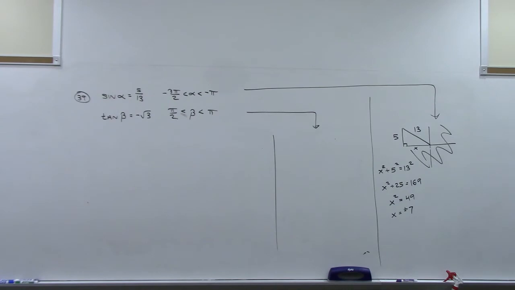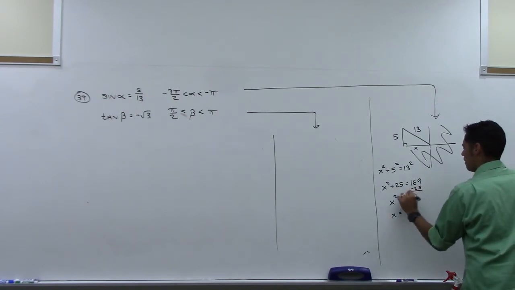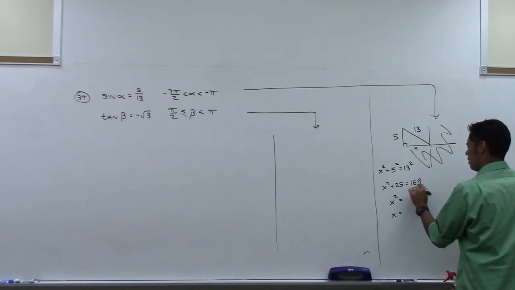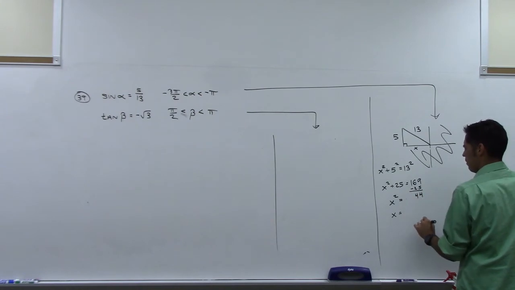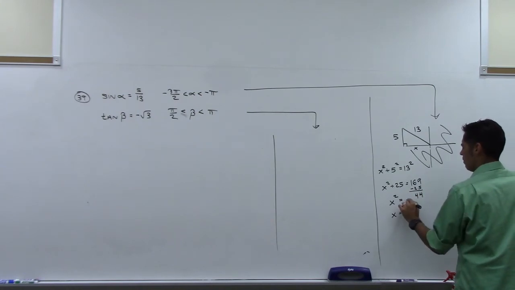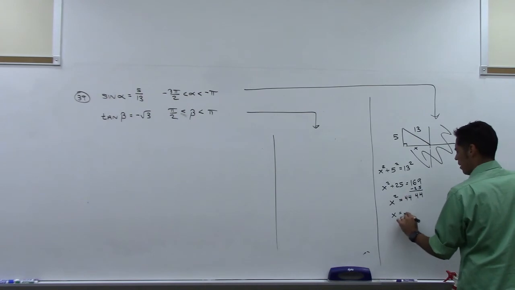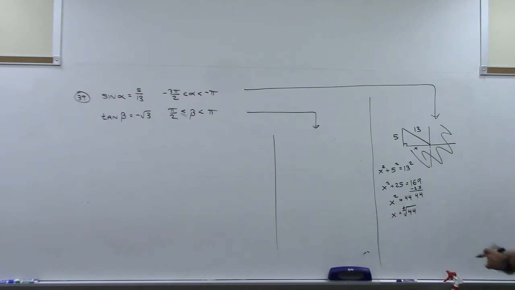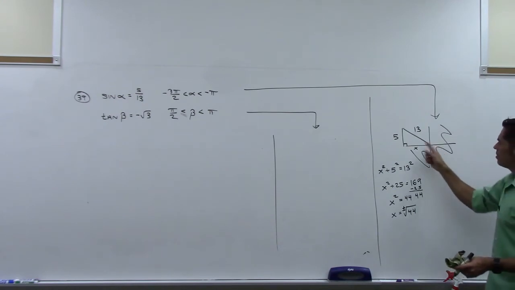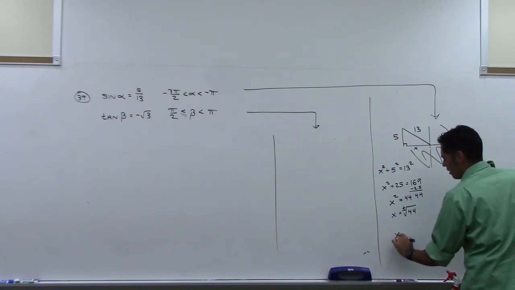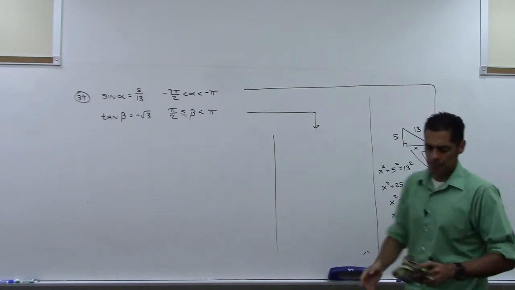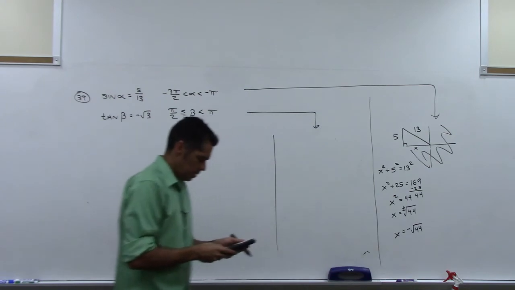25. Wait a minute. Where did I get 49 from? Subtract 25. So 4 here, 4 here, 44. Yeah, so 44. I don't know where I got 49 from. Root 44 plus or minus. Right? And which one is it? Well, we're in the second quadrant, so the x has to be negative. So x is going to be negative root 44.